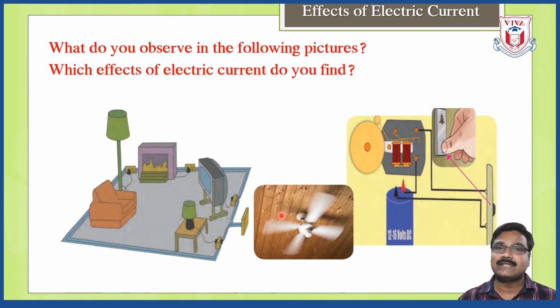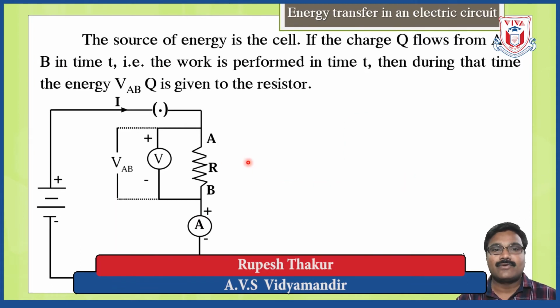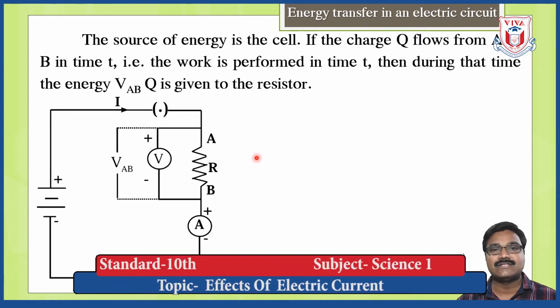Then, in case of ceiling fan, electricity is converted into mechanical energy, and due to this mechanical energy, this ceiling fan runs. And here in doorbell, electric energy is converted into sound. Now, from these examples, you will be clear that electricity is energy and we can convert it into many forms and use it. Now, let us consider this circuit.